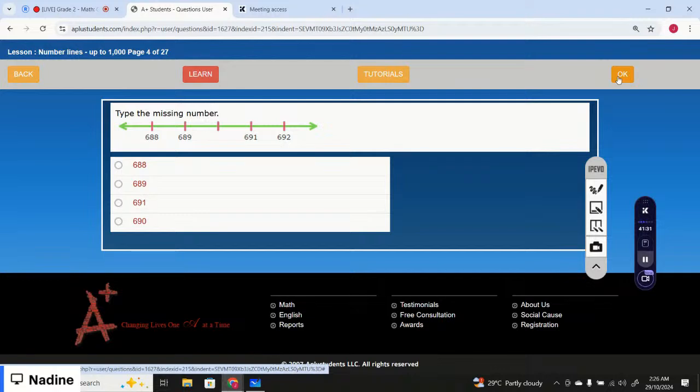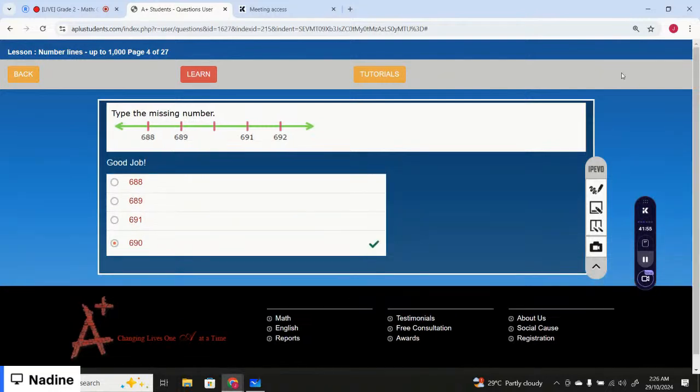Type the missing number. So which number is missing? The correct option is that is 690. The last option is the correct option.